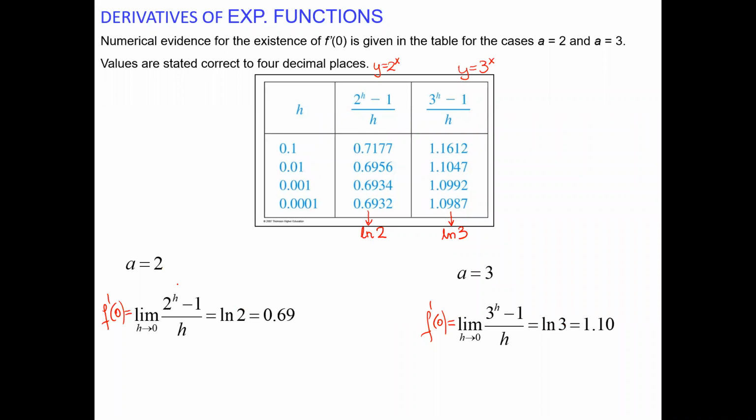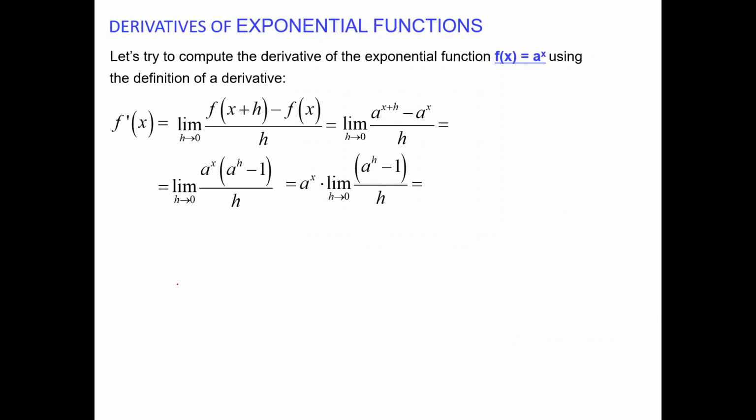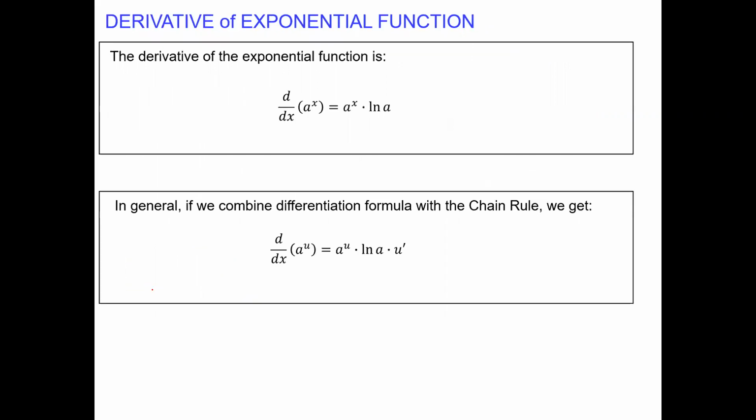This is a really gentle numerical proof, but it's a correct one. Now we can come back to the same thing that we had on the first slide, and now we can say that this is ln of a. We derived the formula for the derivative of the exponential function a to the x. And I have a nice table.